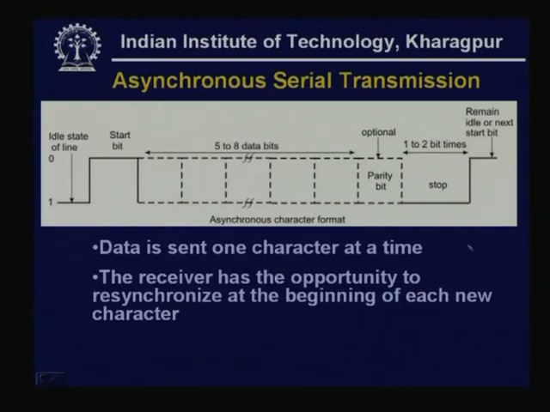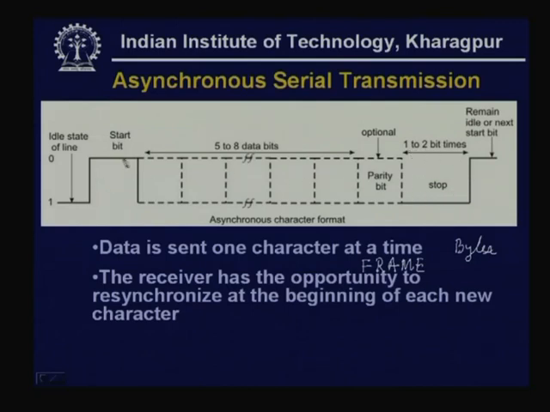In asynchronous serial transmission, instead of sending long sequences of bits at a time, bits are grouped either in bytes or words, and each such character can be a byte or a character, that is 7-bit ASCII code. These are sent one at a time, in the form of a frame. As you can see here, there is a frame for sending one such character, and each character is framed with the help of a start bit in the beginning and 1 to 2 stop bits at the end.